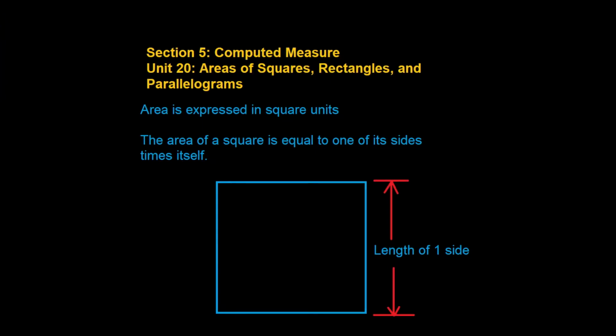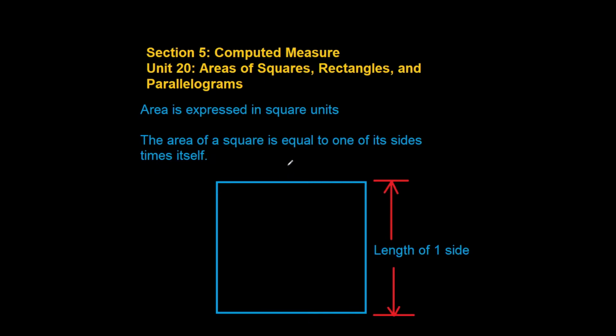In Unit 20, we're going to talk about the areas of squares, rectangles, and parallelograms. The first thing to remember is that area is always expressed in square units: square feet, square yards, square meters, square kilometers, square inches, whatever. So the first rule about squares is the area of a square is equal to one of its sides times itself.